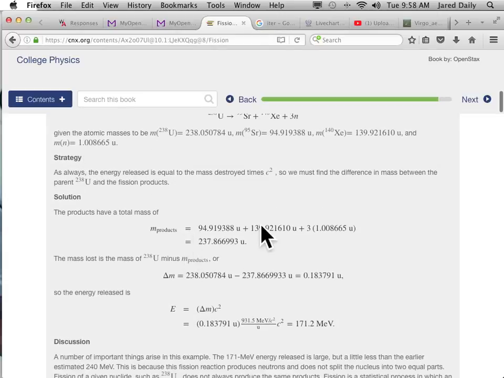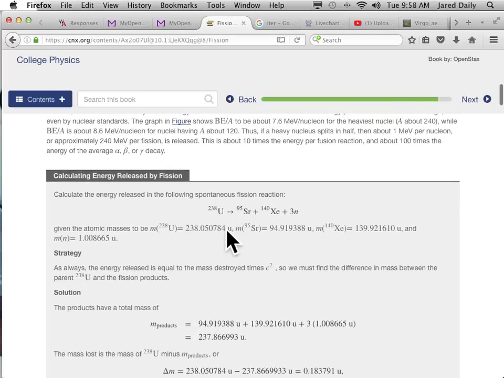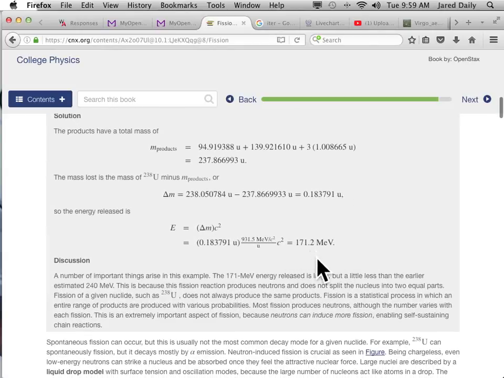Then you take the mass of the products, add them together, take the mass of the original, and subtract the mass of the products, and you get 0.183791 atomic mass units. So essentially a 0.818 of a proton's mass missing. That's the missing mass going from this side of the equation to this side of the equation. We plug that into Einstein's equation, E equals mc squared. We get 171.2 mega electron volts of energy released for every fission of a uranium-238 into strontium-95 and xenon-140. Every time one of these happens, you get 171.2 mega electron volts.